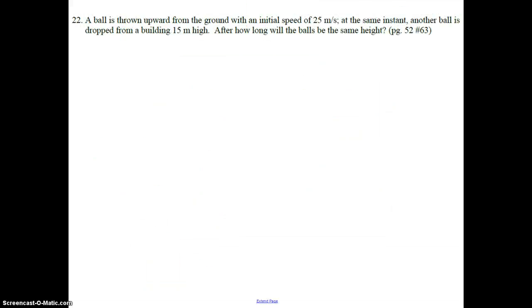A ball is thrown upward from the ground with an initial speed of 25 meters per second. Okay, so we have a ball that's thrown up. And that would be its VO value. At the same instant, another ball is dropped. Okay, so I'm going to switch colors because we have a ball that's thrown up and a ball that's dropped. Whenever you see the word dropped, it indicates to you that the initial velocity is 0. And the building is 15 meters high.